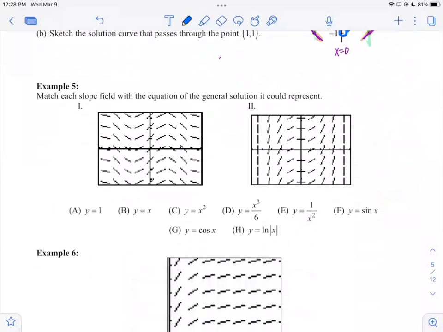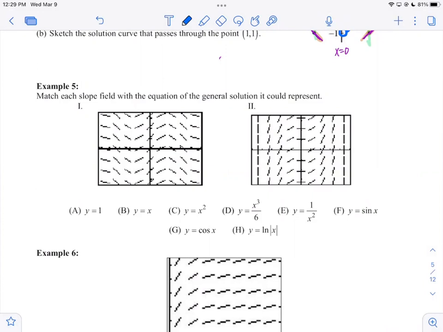Let's look at some multiple choice type things. There are two types of questions that you're going to be asked when it comes to matching up graphs with equations. Number one, you might have to match up the differential equation with the general solution. Or you might have to match up the slope field with either the equation that generated it, the differential equation, or the equation of the general solution. You have a slope field. You either match it to the differential equation that created it or to the general solution equation. Those are the two types.